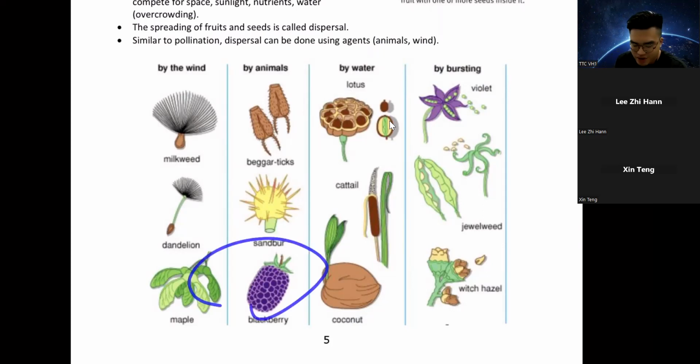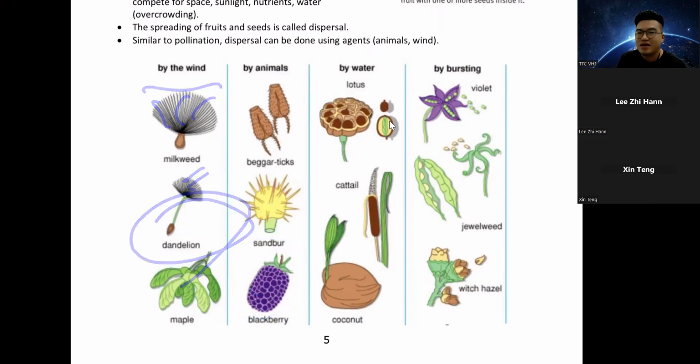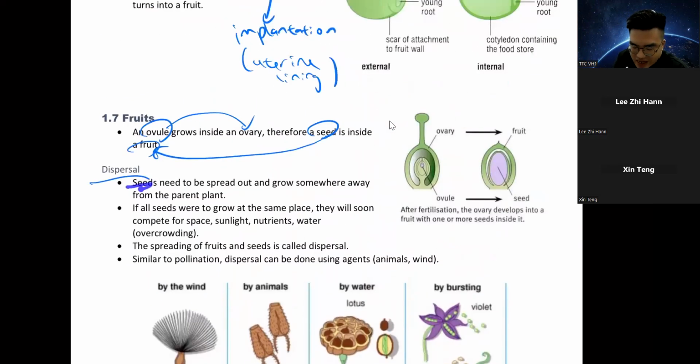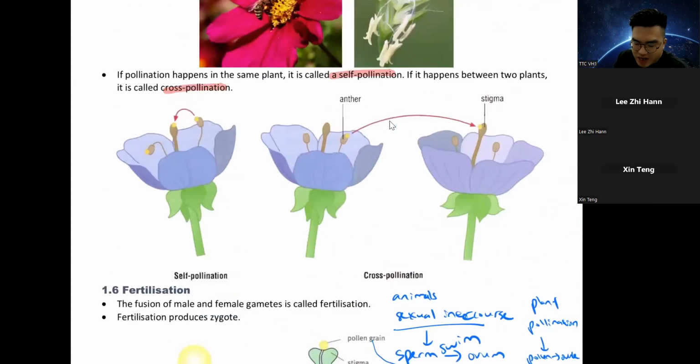Okay, so blackberry, they use animal because we eat them and throw the seed away. By wind, see, all these things will catch the wind. So dandelion, dandelion is by wind. Guys, do not get confused. Dandelion is the spreading of the seed, not the pollen grain.